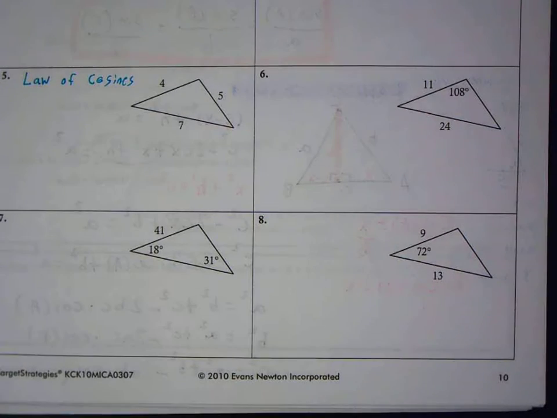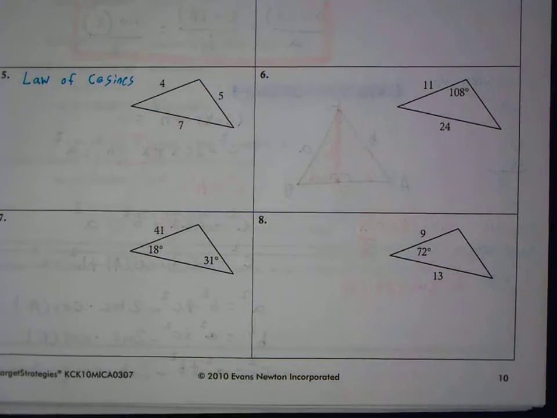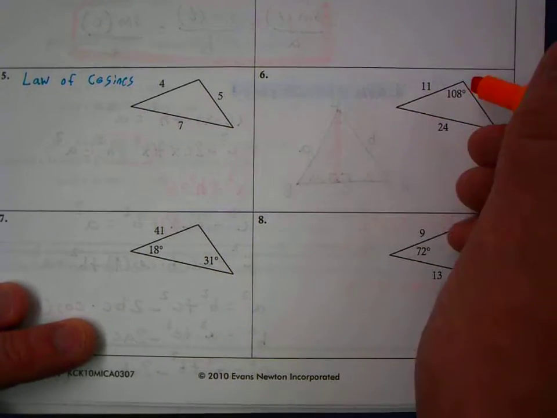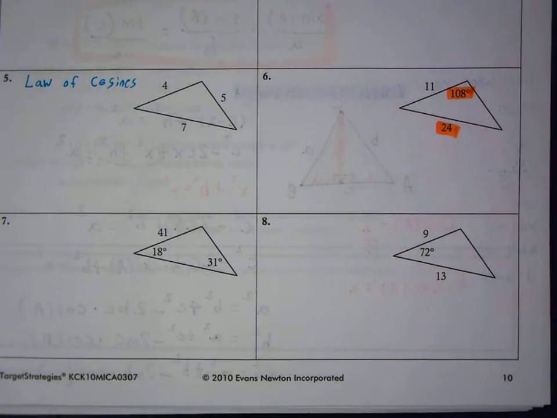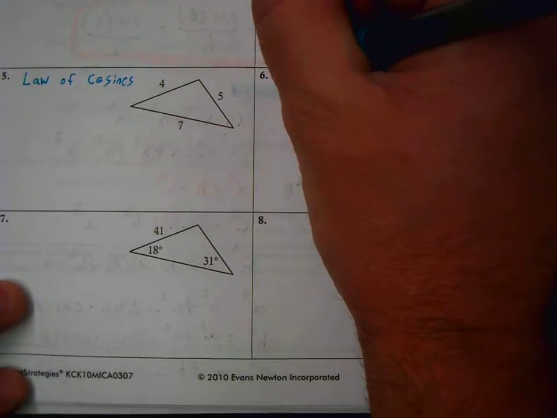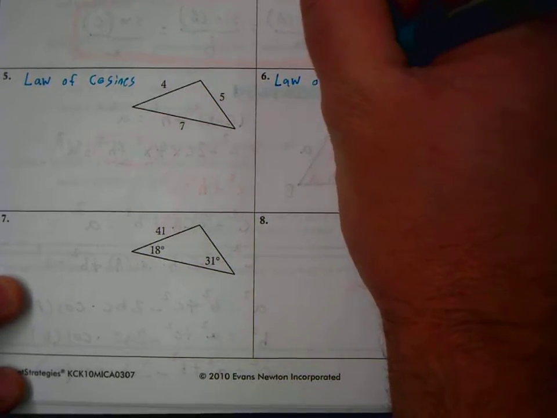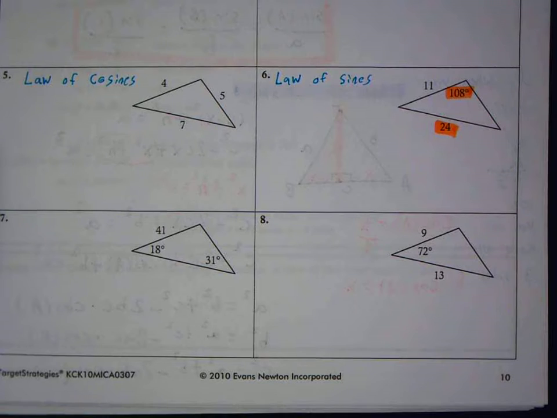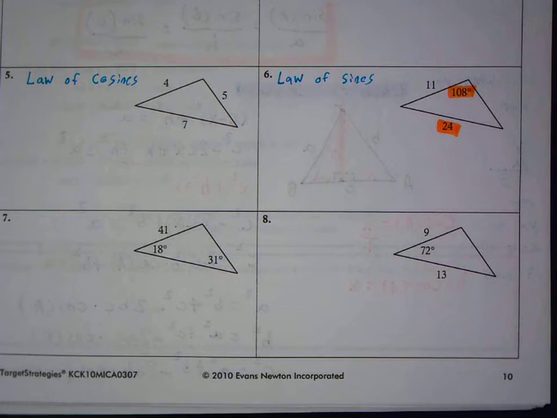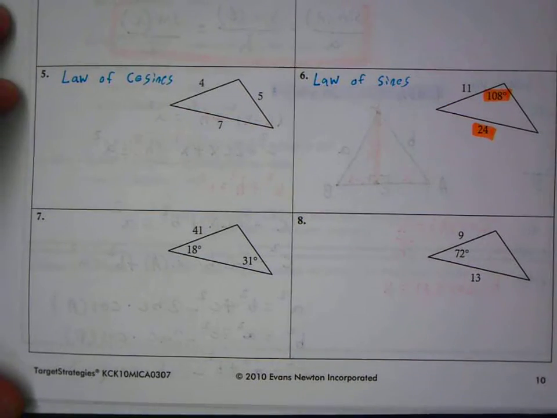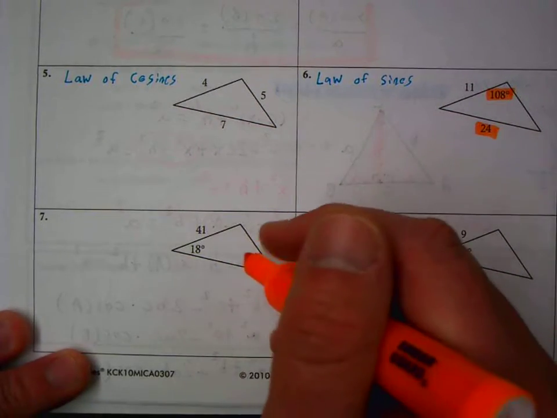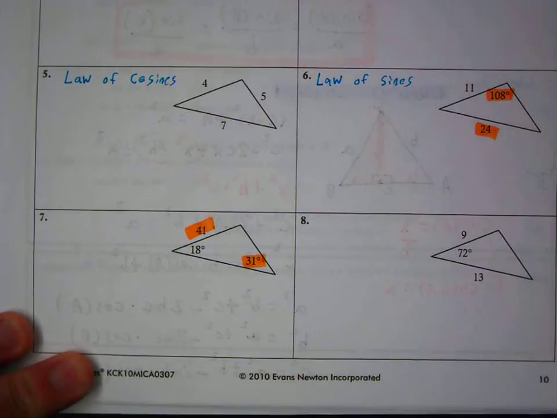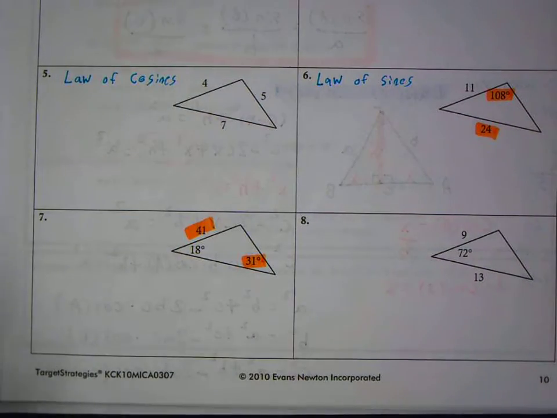Number 6, what do you think you're going to use? Law of sines, good. I have the angle and the side across from it, and then one more piece of information. So I'm going to use law of sines. Probably the hardest part of this is trying to figure out what to use. So we'll solve that in a second. What about number 7? Law of sines, because I know the angle and the side across from it. And then one more piece of information. So I'm going to say law of sines.